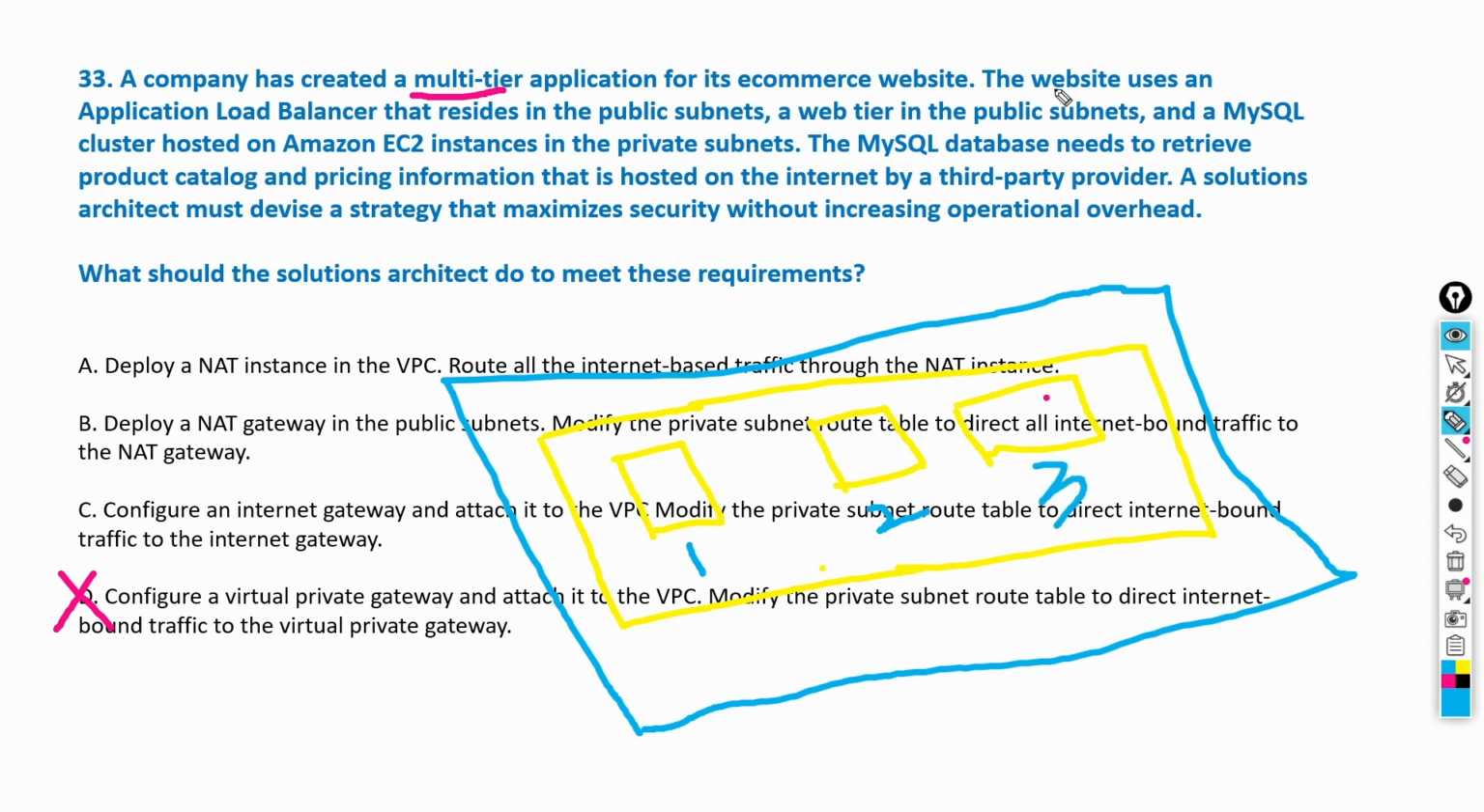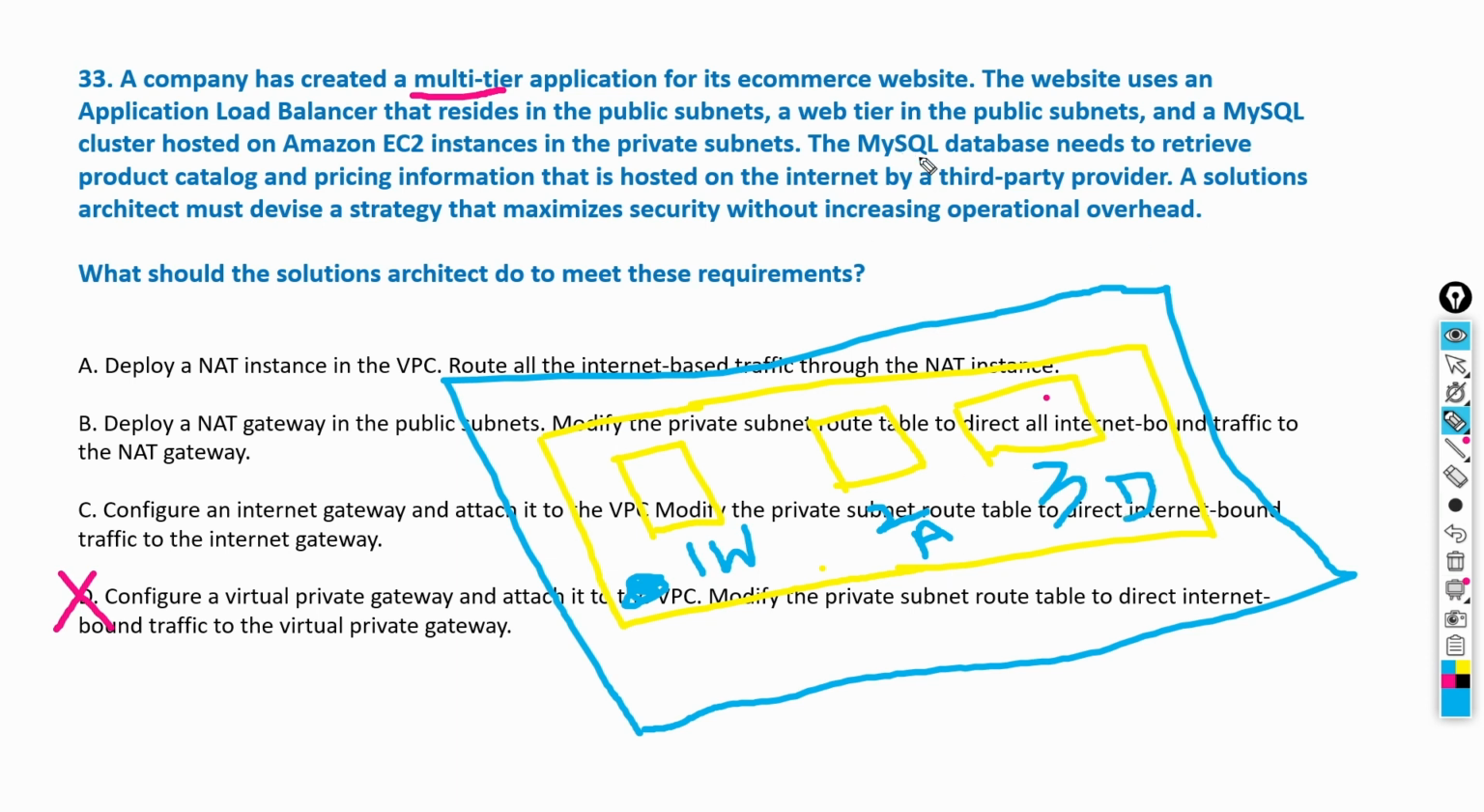So the website uses the application load balancer. Let's suppose the application load balancer is here, in a public subnet web tier. Usually we call this the web tier, this is the application tier, and third is the database tier. The load balancer also resides nearby in the public subnet, and these two are in private subnets. So here is the EC2 instance in a private subnet, where the MySQL database is hosted.